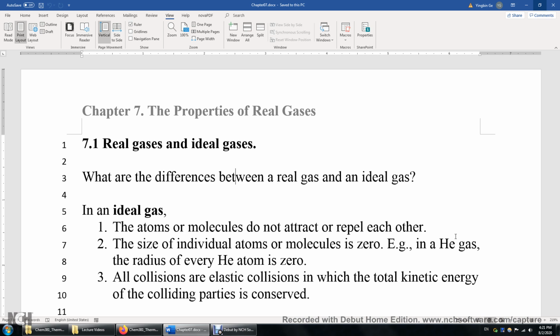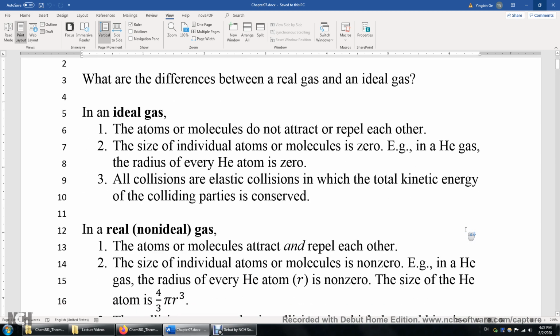All collisions are elastic collisions between ideal gas atoms or molecules. That means before and after the collision, the total kinetic energy is conserved. In real gas, the atoms or molecules attract and repel each other. The size of individual atoms is non-zero. For example, in a helium gas, the radius of every single helium atom is non-zero.